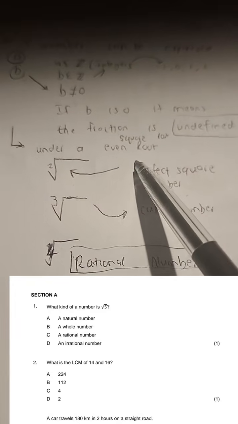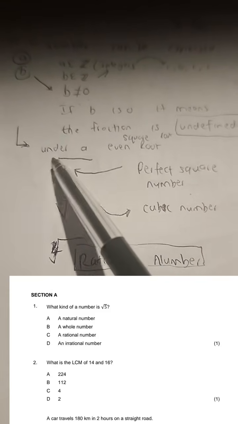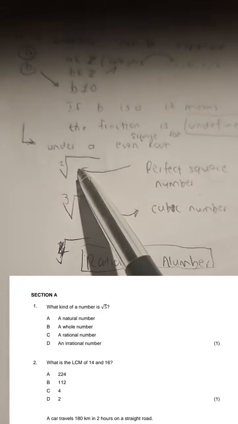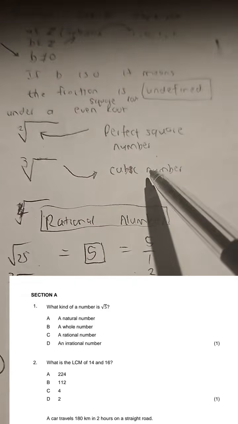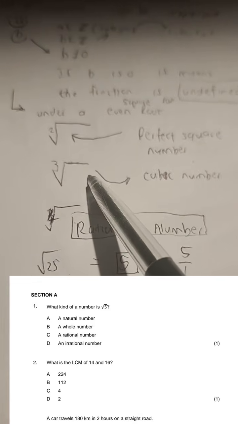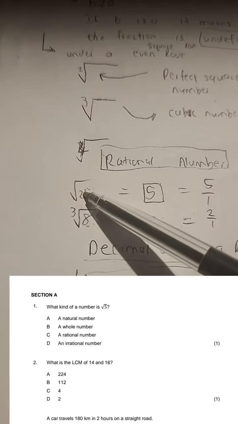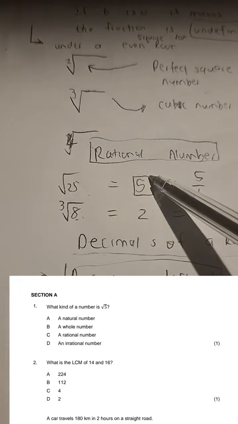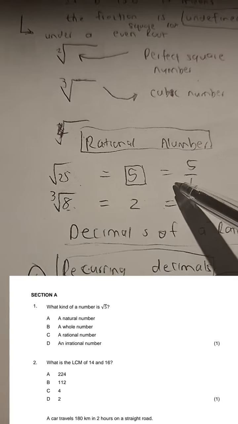Then we spoke about how rational numbers are represented in a square root. If it's a square root, then there must be a perfect square number underneath the square root. If it's a cube root, then there must be a cubic number under the cube root. If you look at the square root of 25, this is a perfect square number under a square root, so therefore the answer is 5. The answer is 5/1. This is typically a rational number.